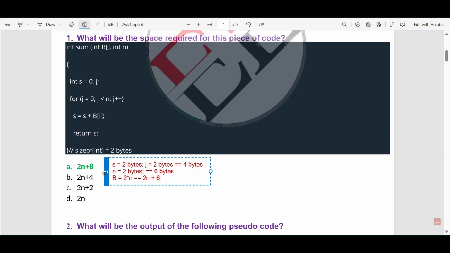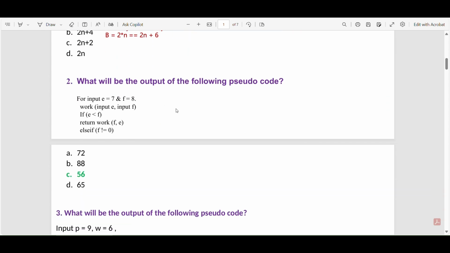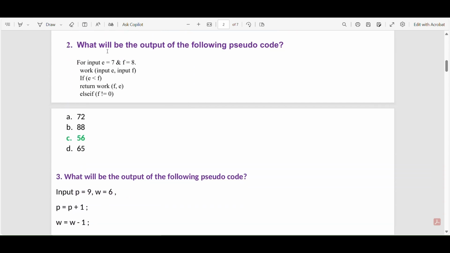That's all about this first question. And when you go to the next question, we have the second one. What will be the output of the following pseudocode? Here we are given a pseudocode and you need to say what is the output of this, right?